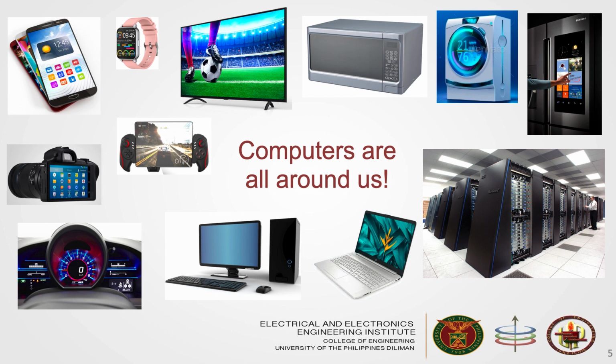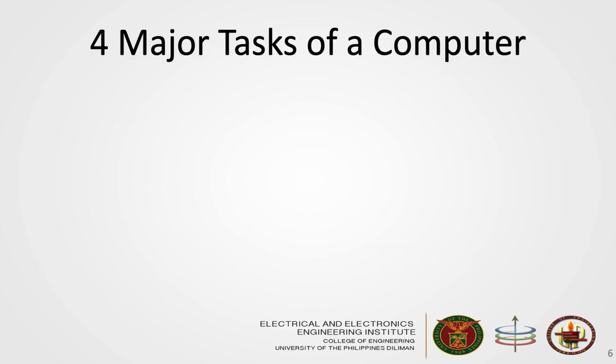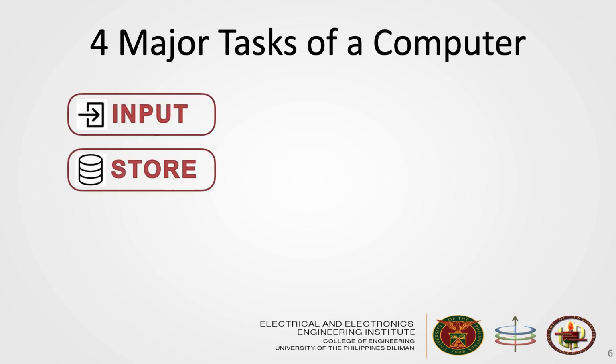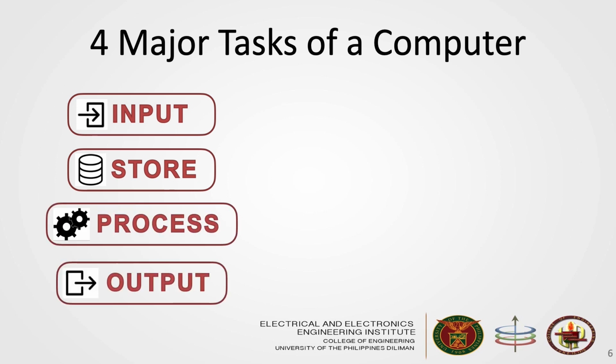But what makes a computer a computer? From early computing machines to the latest computer system that you know, all of them can perform four major tasks. They take information in, store them as data, process them, and then output the results. That's what makes a computer a computer.